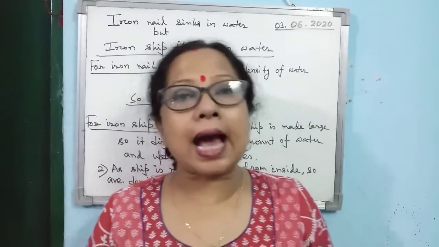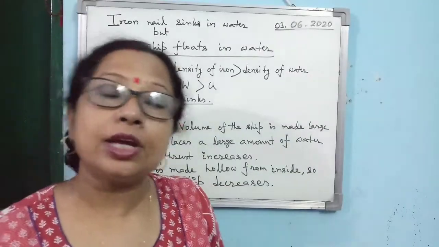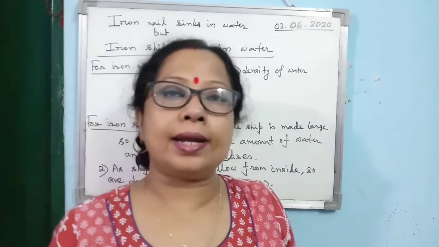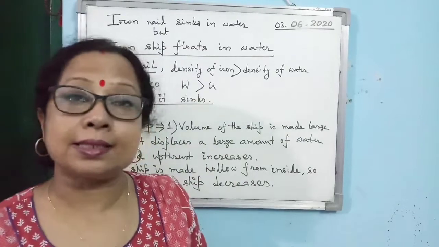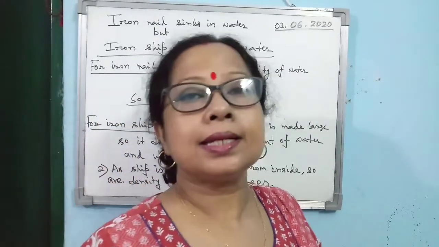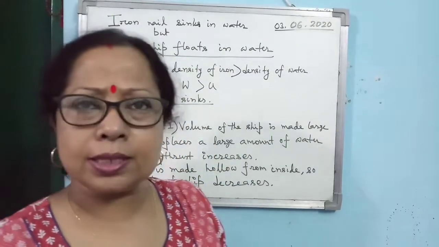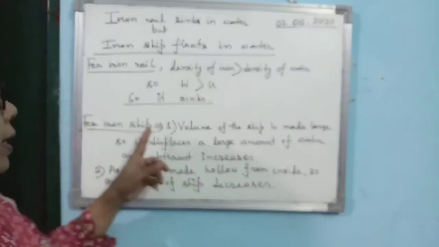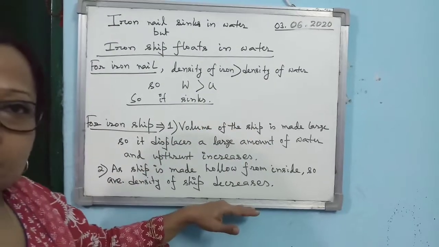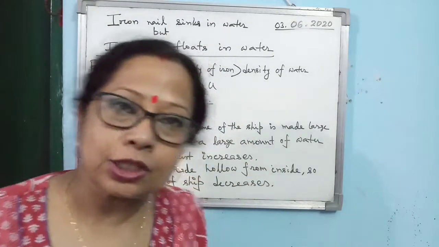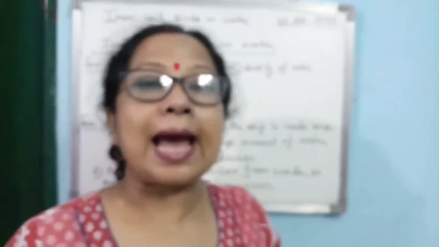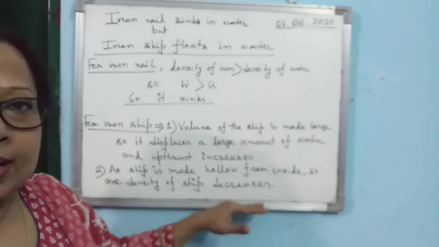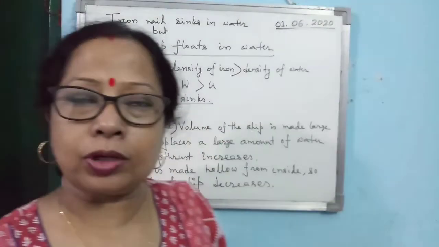If you consider the iron nail, the density of iron is greater than the density of water. So the weight of the iron nail is greater than the upthrust exerted by water on it, and as a result it sinks. We know the condition for sinking: weight greater than upthrust. Now for the iron ship, I have written point-wise. First listen to the elaborate explanation, which you don't have to write. Then just write down these two points, the keywords that the examiner wants.